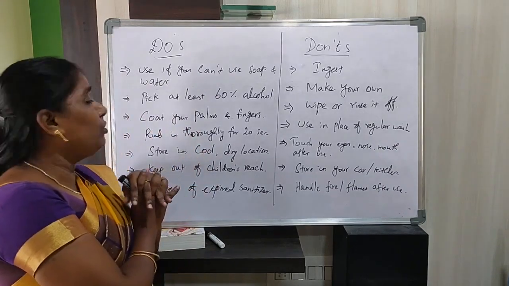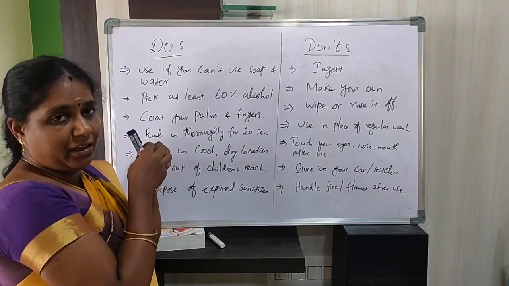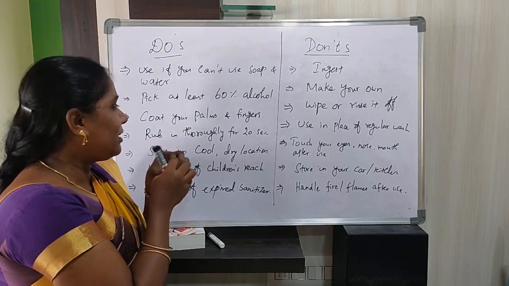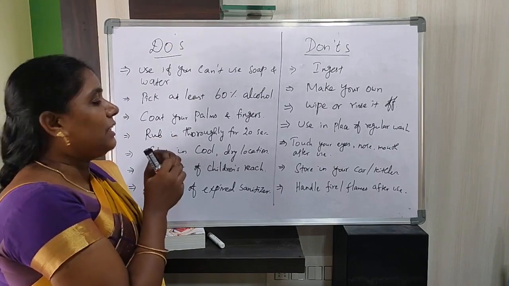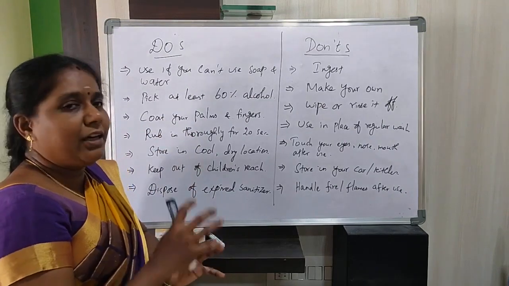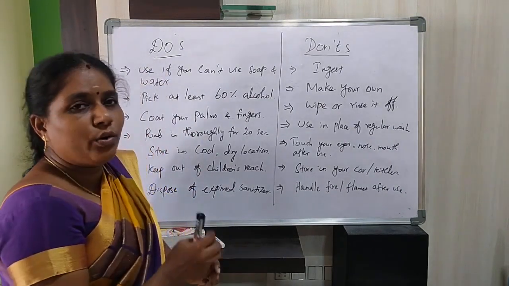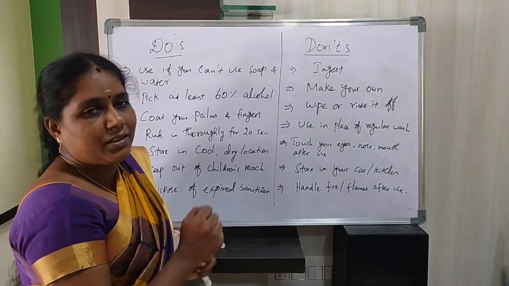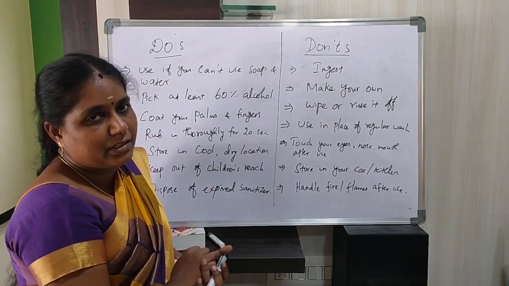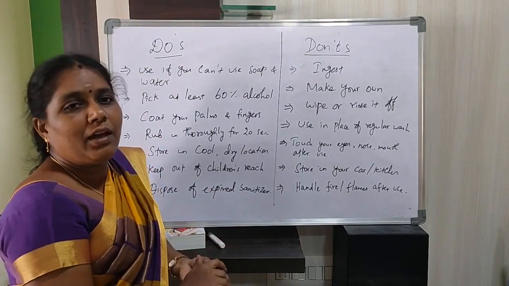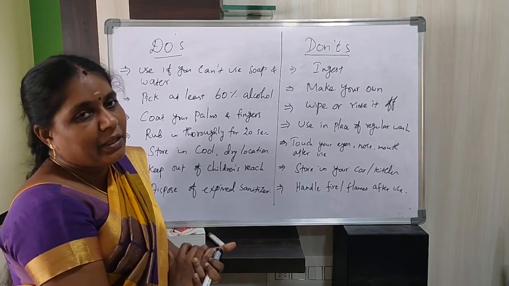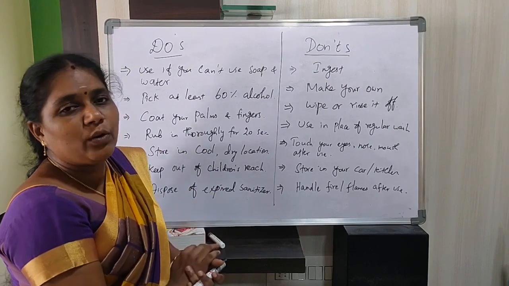Then you have to coat your palms and fingers. That is best for you. Whenever you are using this, coat your palms and fingers, and rub thoroughly for 20 seconds. No need to use any timing. Whenever you apply the hand sanitizer, just rub slowly and easily until it gets dry, and it takes about 20 seconds. After drying, it will complete 20 seconds.